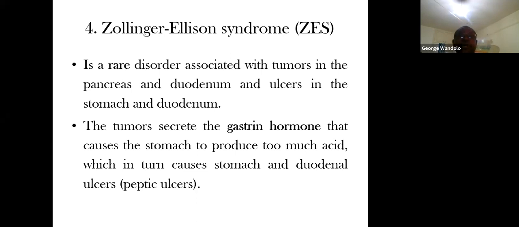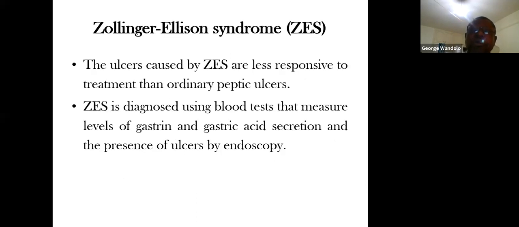So Zollinger-Ellison syndrome is a disease in which pancreatic tumors produce gastrin, and gastrin leads to excessive production of hydrochloric acid. The ulcers caused by Zollinger-Ellison syndrome are less responsive to treatment than the ordinary ulcers. So a majority of times, people who present with peptic ulcers may be given traditional or classical treatment, but those people who have Zollinger-Ellison syndrome do not respond to this.